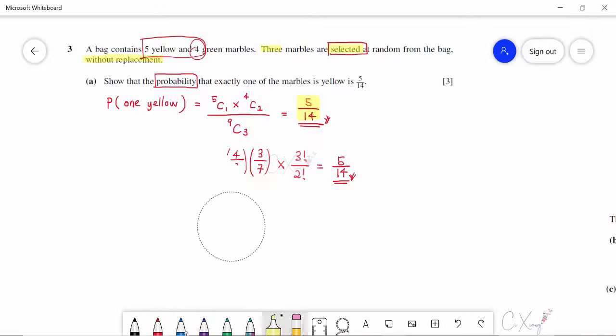All right, okay, so let us continue to the next part. All right, so continue to part B.